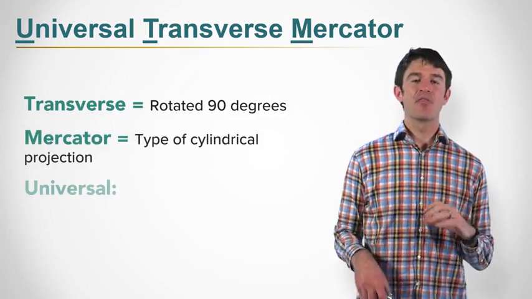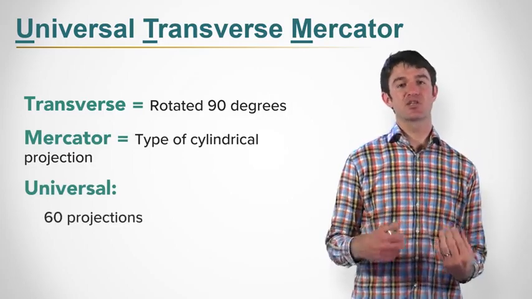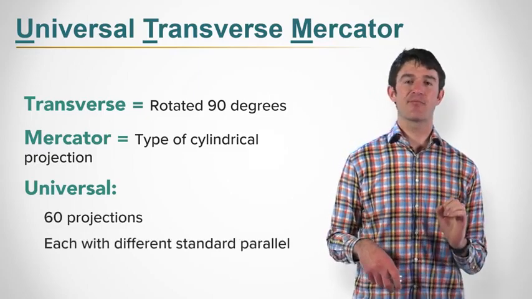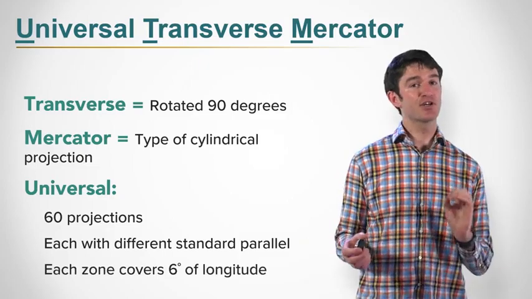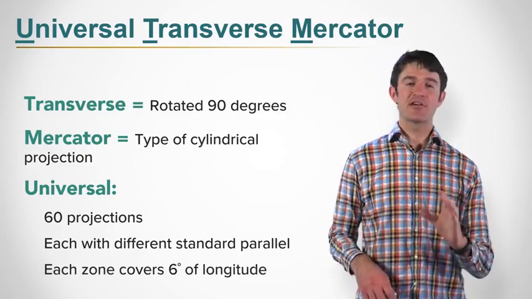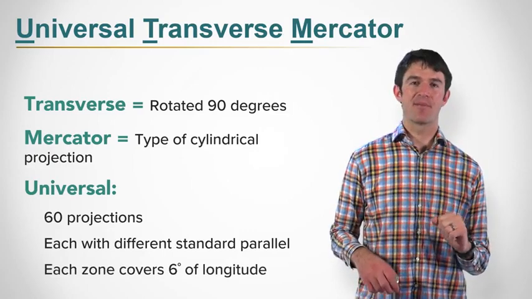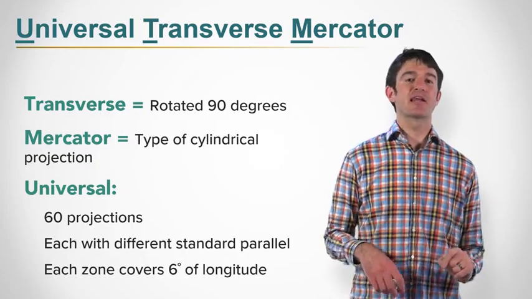Great. The universal in the name is because this is a series of 60 projections where each one has a different standard parallel. Each item in the series is called a zone and covers 6 degrees of longitude from the equator up to one pole or the other, and the standard parallel optimizes for that area. You can show data outside of the zone, but it'll be more distorted than the data that is inside of the zone.